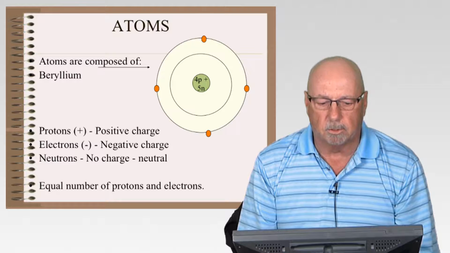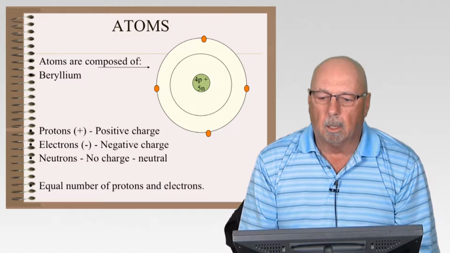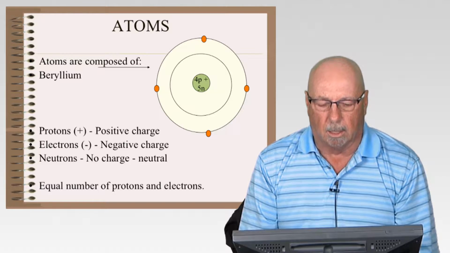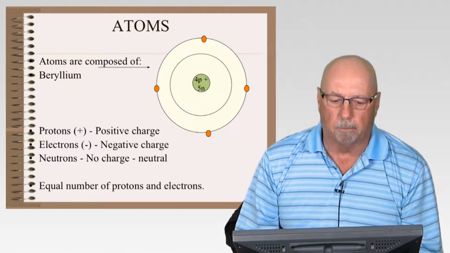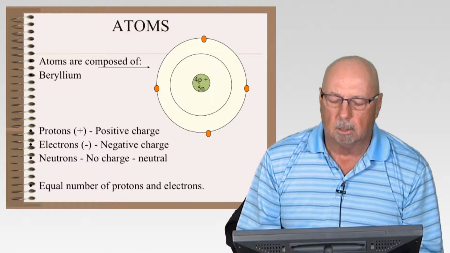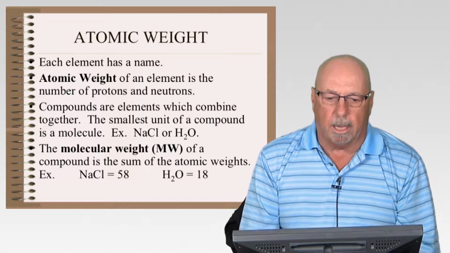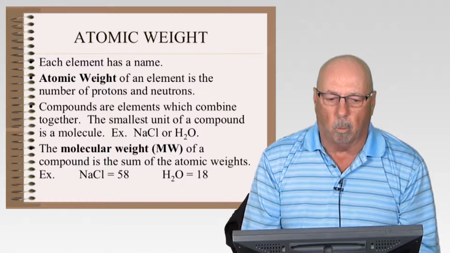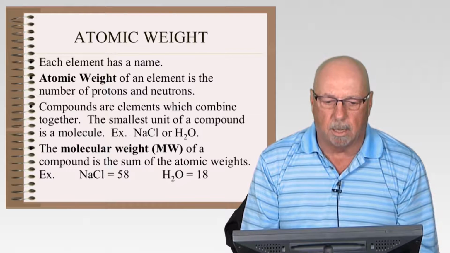So here we have a diagram showing the atom of beryllium. You can see here 4 protons in the nucleus, 4 electrons around the orbital, so we have a balanced atom, and then it has 5 neutrons that compose the rest of the nucleus. If we look at an atom, it has a known weight, referred to as the atomic weight of that element, and it's based on the number of protons and neutrons that particular atom contains.